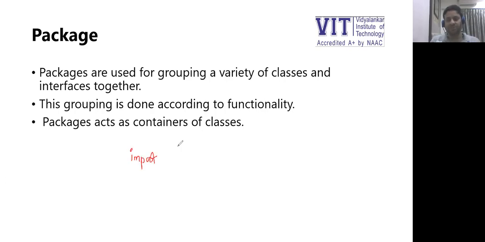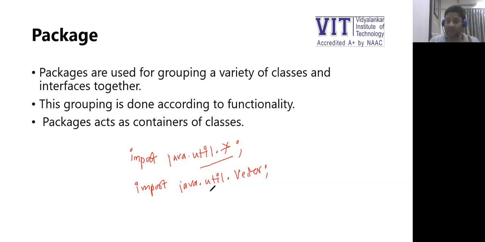Import java dot util dot asterisk. If I say util dot asterisk, then it will import all the classes and interfaces of the util package. Now if I simply write import java dot util dot Vector, it will only import the Vector class of the util package. But if I write import java.util.asterisk, then it will import all the classes and interfaces of the util package.